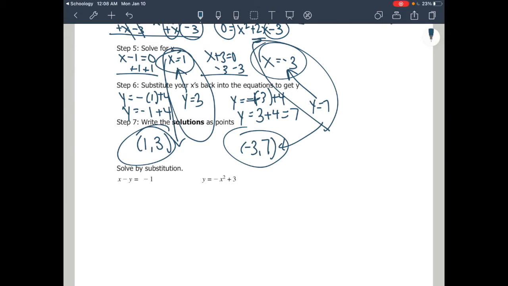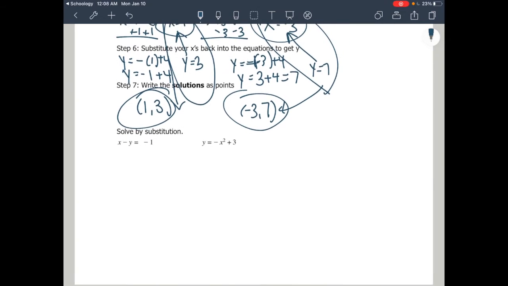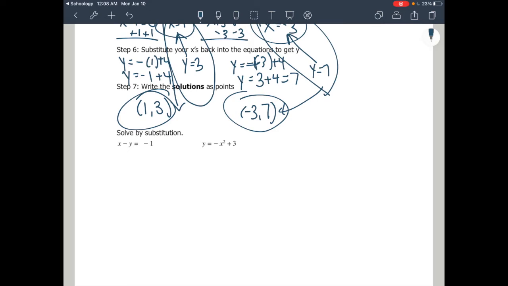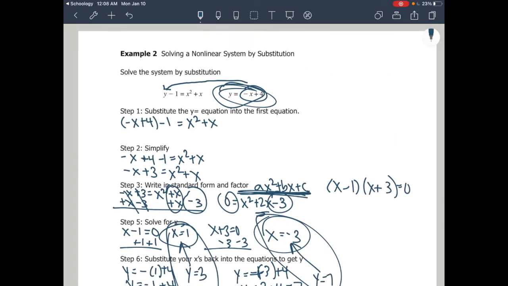So following the 7 steps, the first step is we're going to substitute. So we're taking x equals or y equals and plugging it into the other one. So this, we're going to plug it in for y. So x minus negative x squared plus 3 equals negative 1. So that was step 1.